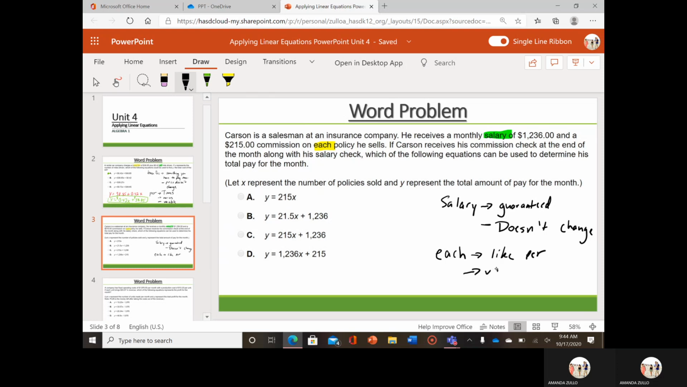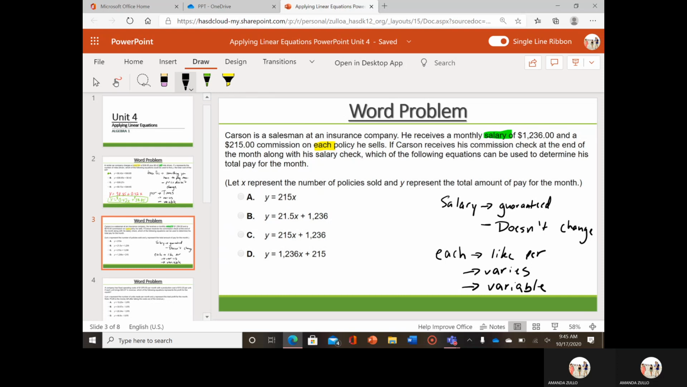Because it varies. Since it varies, you need a variable. Okay. Because Carson could sell one policy. He could also sell 0. He could sell 25. And that's the change that it makes on the total amount he earns in the month.